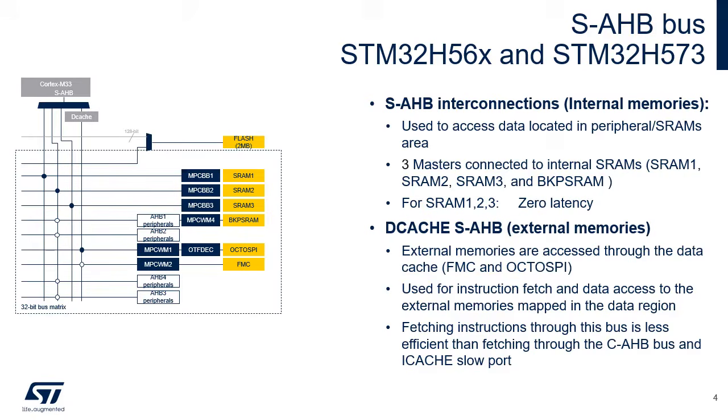Accesses to external memories connected to FMC or OctoSPI controllers are done through the D-cache, even if requests are marked as non-cacheable. These accesses can be data requests as well as instruction requests mapped in the external data region of the mapping. Note that fetching instructions through the SAHB and D-cache is less efficient than fetching through the CAHB bus and iCache slow port. This is the reason the iCache supports the address remapping capability.